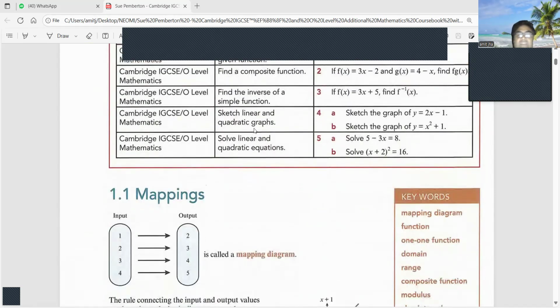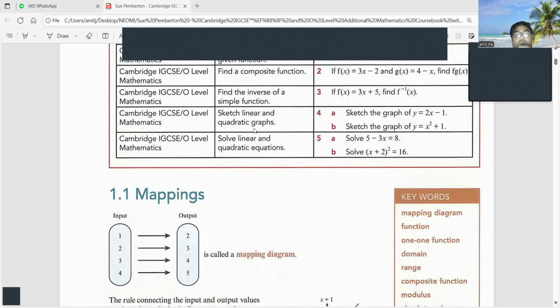Now, one of the important parts we have to learn in functions is mapping. Whatever input you take, accordingly you get the output. If you draw the diagram like this, with two circles, in which we have multiple inputs and accordingly multiple outputs, this type of diagram we call a mapping diagram.